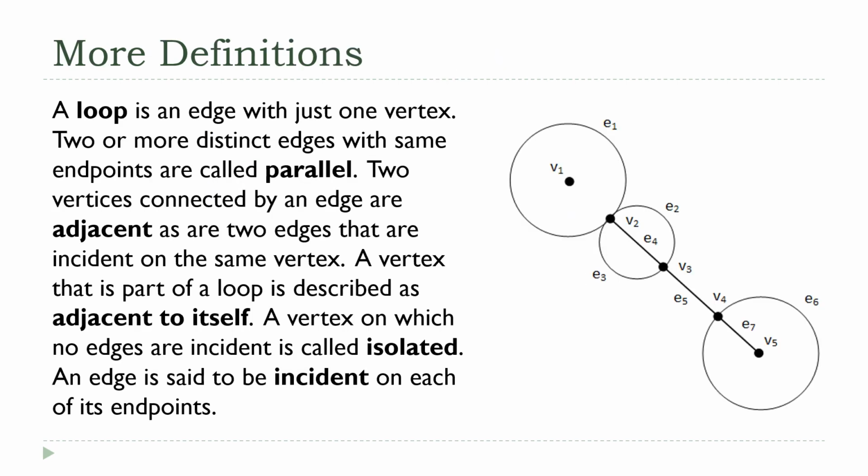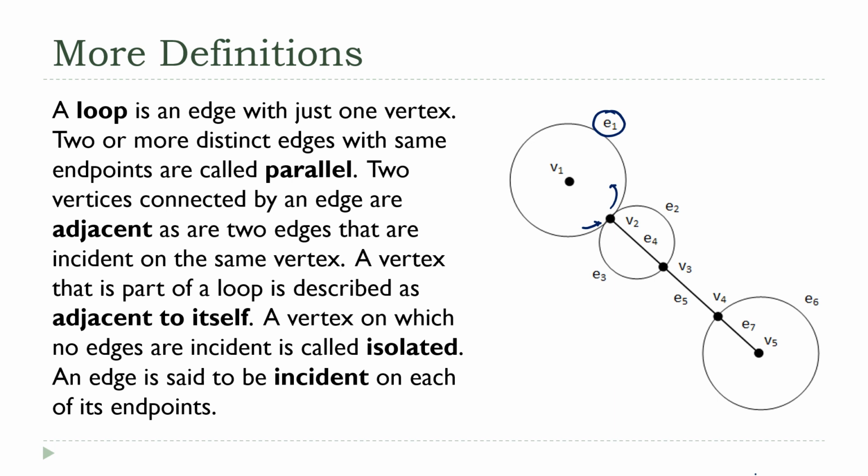So I've got some more definitions here and a graph that we can use to visually see what we're talking about. A loop is an edge with just one vertex. Remember, our definition said an edge is associated with one or two vertices. So if you have an edge that's only associated with one, that's what we call a loop. Edge E1 over here in the diagram is an example of that. It connects vertex 2 back around to itself.